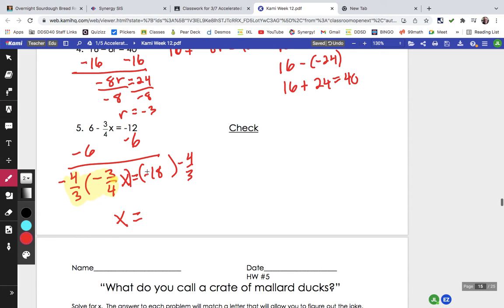And this is going to be a negative times a negative, so that's going to be positive. 4 times 18 is 72 divided by 3. So x is equal to 24. So that's what we're going to check.